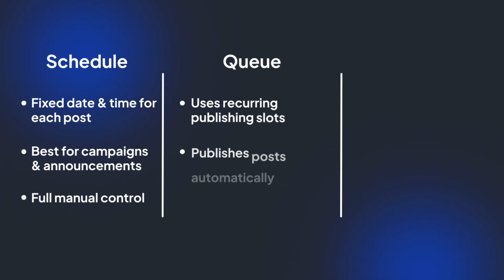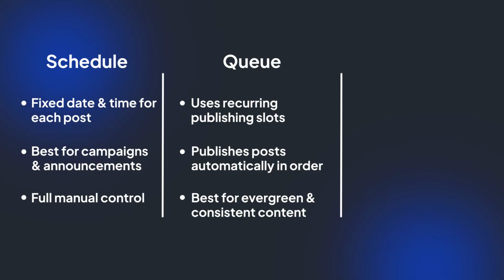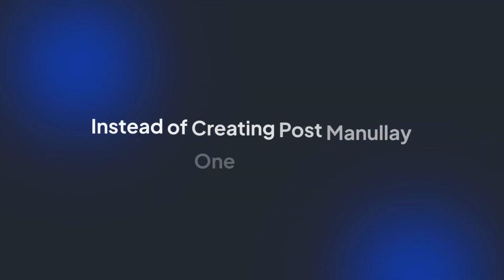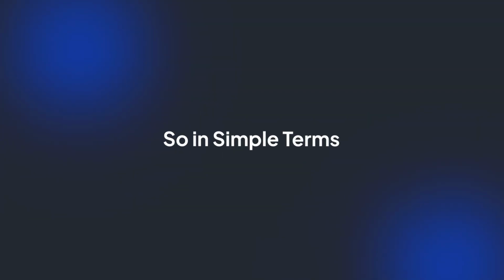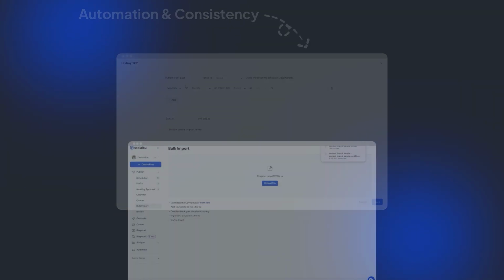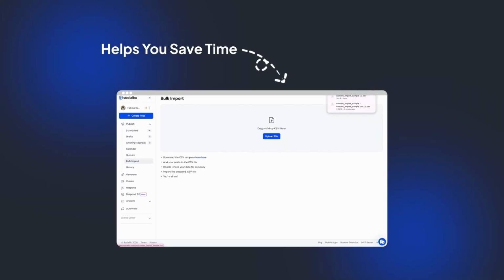The queue is designed for automated and consistent posting instead of manually setting dates for every single post. You create recurring publishing slots, and SocialBu automatically publishes posts one by one based on their order in the queue. This makes queue perfect for evergreen content and long-term content pipeline. Bulk import works differently from both, mainly used when you want to upload and schedule a large number of posts at once, using a CSV file, instead of creating posts manually one by one. So in simple terms, scheduling gives you the precise control, queue gives you the automation and consistency, and bulk import helps you save time when managing content at scale.